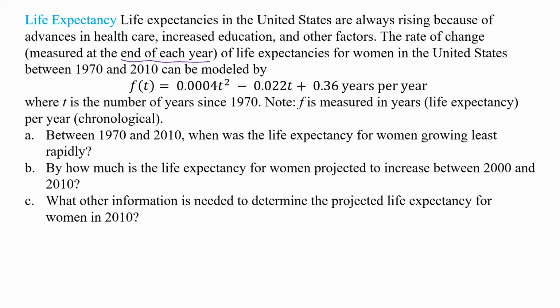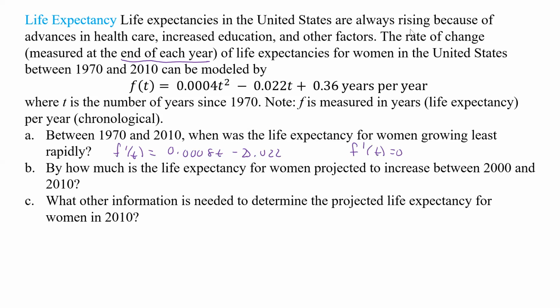Okay, so between 1970 and 2010, when was the life expectancy for women growing least rapidly? All right, so what do we do here? Well, here we need to find the derivative, it sounds like. So least rapidly, we need the derivative. So f prime of t is equal to what? Well, we're going to bring the 2 down there, so it's going to be 0.0008 t, and then minus 0.022, okay? Now, when is it growing least rapidly? Well, when f prime of t is equal to 0. So we have to set that equal to 0 and see when that is.